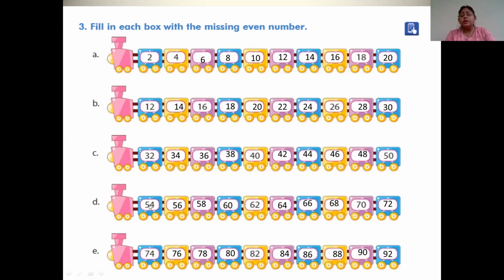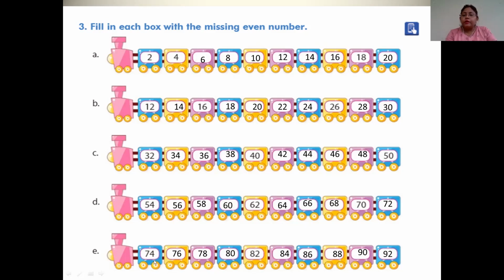The number started with 54. So student, after 54, how do we get the even number? We have to add two more numbers. So after 54, when we add two numbers, it will be 55 and 56. So this is the next even number. 56, 58, 60, 62, 64, 66, 68, 70 and 72. Correct. Now moving to the last question, that is E.